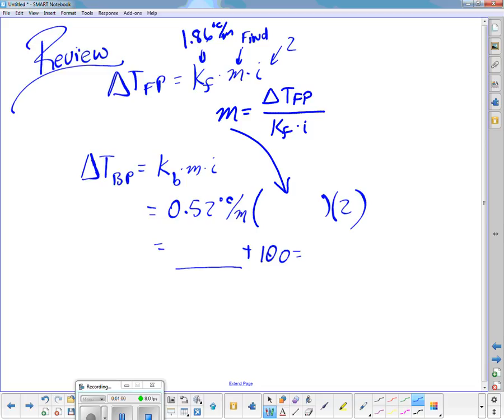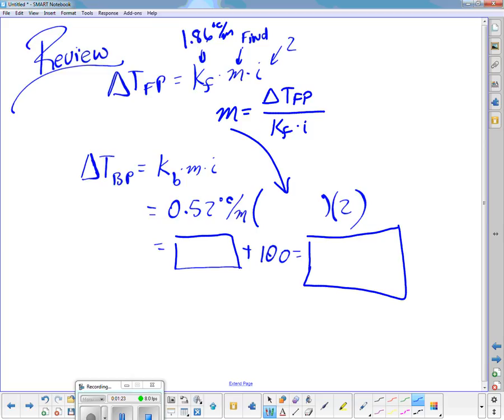Whatever you got for an answer is going to go here. That's not your final answer. You've got to add 100 to it, because the beginning boiling point of water was 100. So you add 100 to it, and this is going to be your final answer. It should be 100 point something, okay?